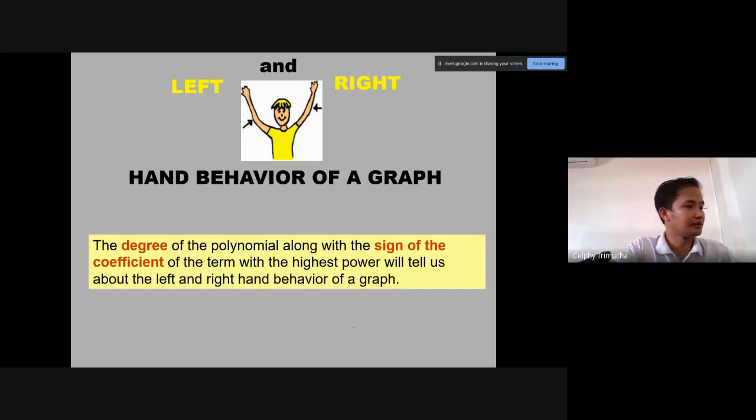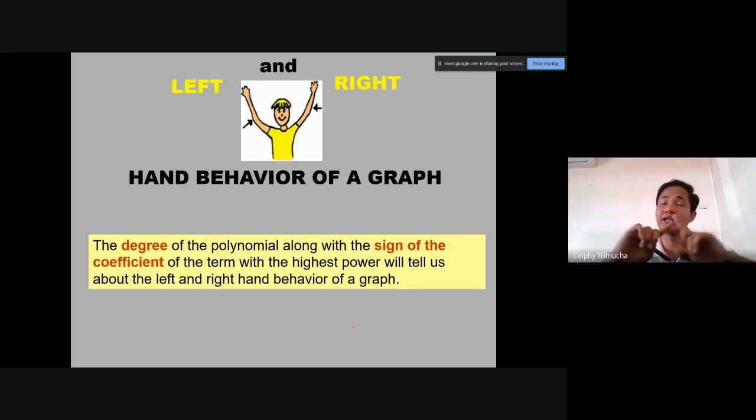This time, we have here to identify ang behavior sa aton nga graph. So, left and right nga behavior sa aton nga graph. So take note that ang degree ng ating polynomial along with the sign ng iyang coefficient of the term with the highest power amo na ang magbulig sa aton to help identify the left and right hand behaviors ng ating graph. So liwat, kung kinanglan natin to look at the left and right behaviors ng ating graph.